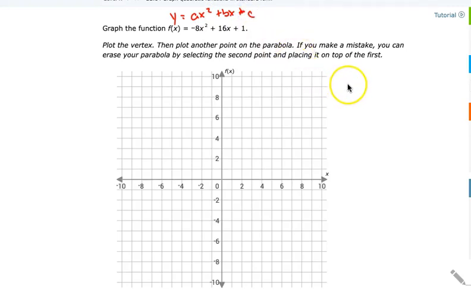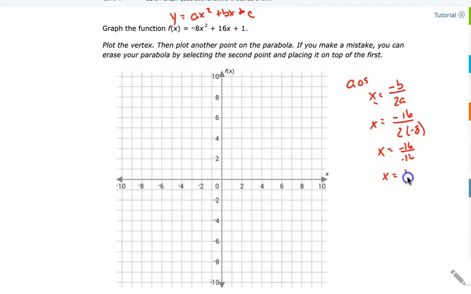All right. I'm going to plot the vertex, but to plot the vertex, I'm going to need to actually find it. I start with the AOS, which is where x equals negative b over 2a. So here x would equal negative, what is b? b is 16, so negative 16 over 2 times, well, the a is negative 8. Let's simplify. That would be negative 16 over 2 times negative 8, which is also negative 16. And negative 16 divided by negative 16 is going to equal positive 1. So we're halfway there. We know x. We need to go find y.